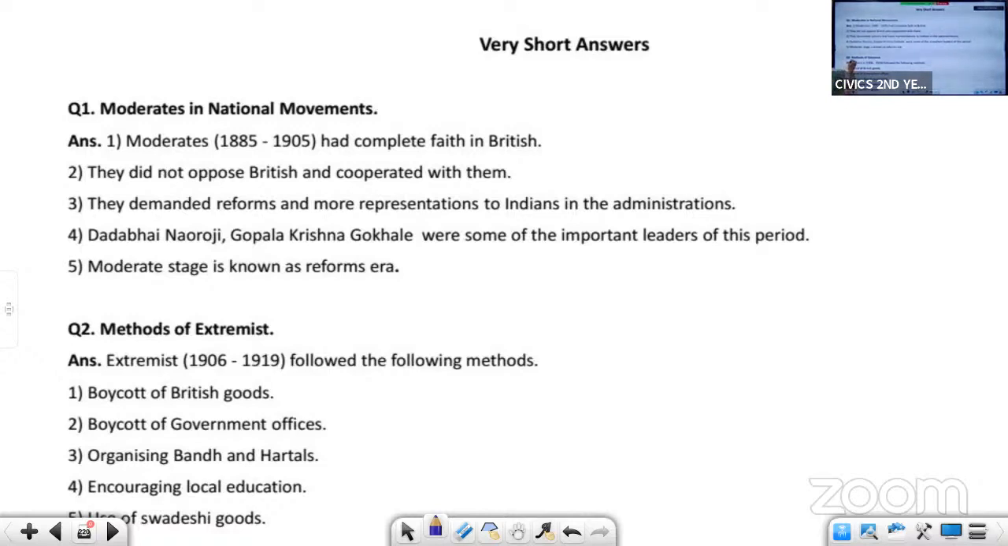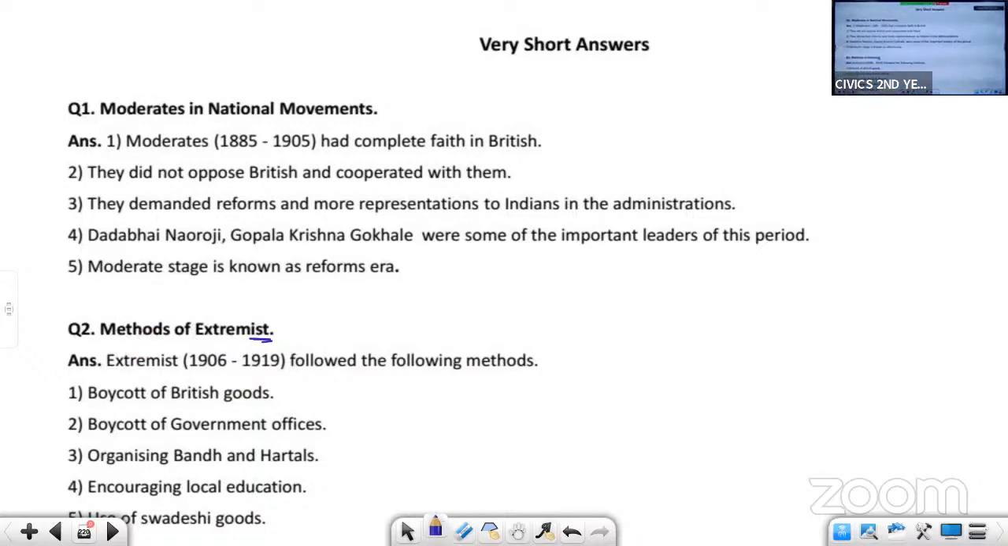Now, the second question is methods of extremists. The extremists were the second stage of our Indian national movement. This was from 1906 to 1919. So what was the method adopted by the extremists? This you have studied in your SAQ.